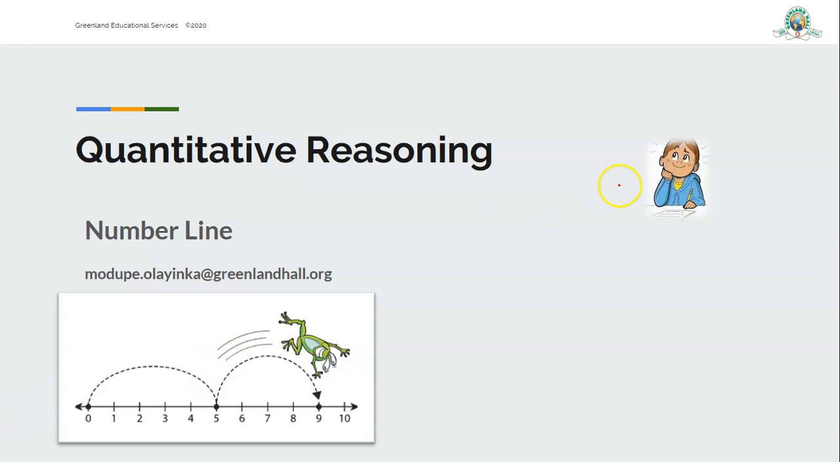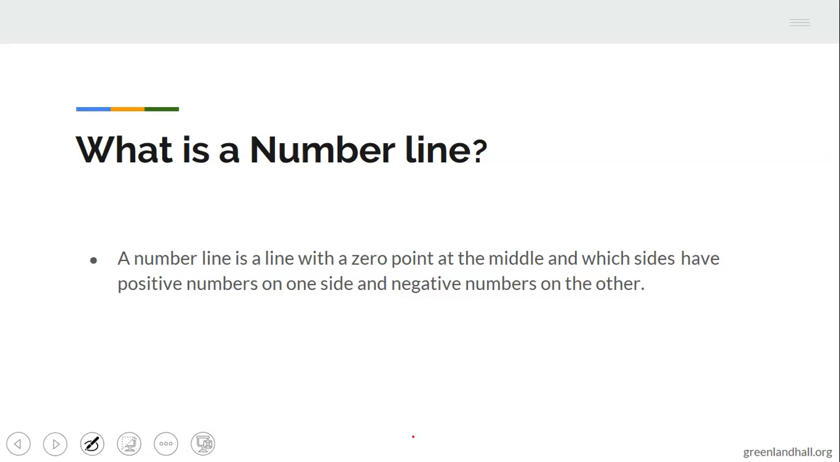This quantitative reasoning, you have to think. Look at the picture of that boy. He's actually thinking. So in this quantitative reasoning class, we need to think, just like we used to do in school. Look at the picture of the number line there. You have seen it, okay? Pay attention closely and get your writing materials. We'll be talking about number line.